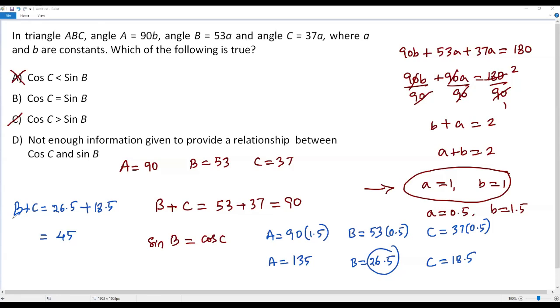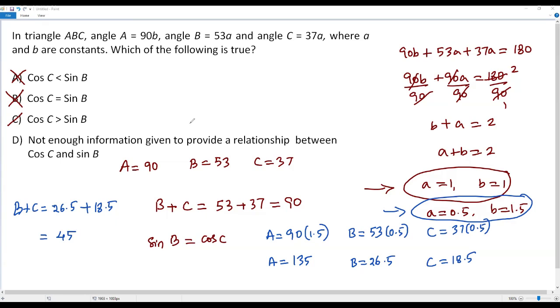Since the angles B and C are not complementary, the trigonometric ratio sine of angle B and the trigonometric ratio cosine of angle C cannot be equal. So for this particular case, that is when A equals 0.5 and B equals 1.5, the value of cosine C and the value of sine B cannot be equal because B and C are not complementary. So for this particular case, the statement we have in answer choice B is not true. Since this is not true for one particular case, that is A equals 0.5 and B equals 1.5, we have to conclude this one is not true.